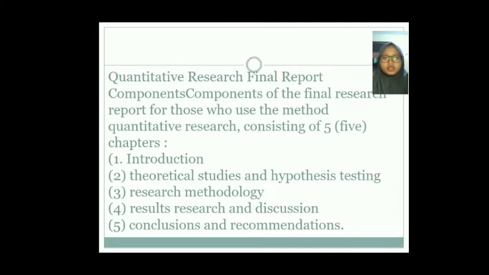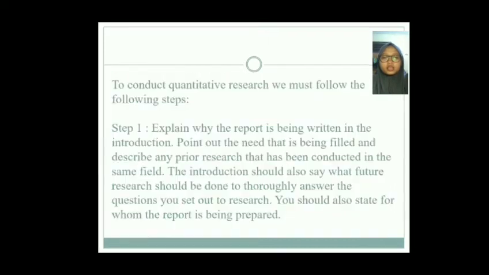Results, research, and discussion. In the description of research results, describe the research finding data presented in a descriptive description, which is assisted by tables, graphs, or pictures. Conclusion and recommendation. This section describes the conclusion, implication, and recommendation. Conclusion contains a short answer to the research question or the problem posed. A good quantitative analysis leaves no question about the quality of data and the authority of the conclusion. These are the steps on how to write a quantitative research report.